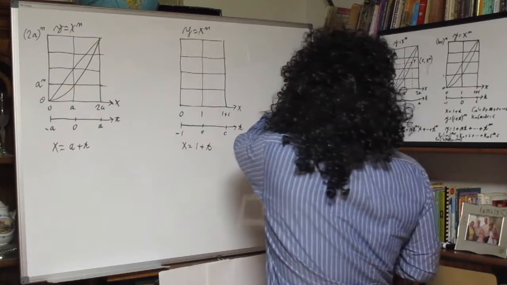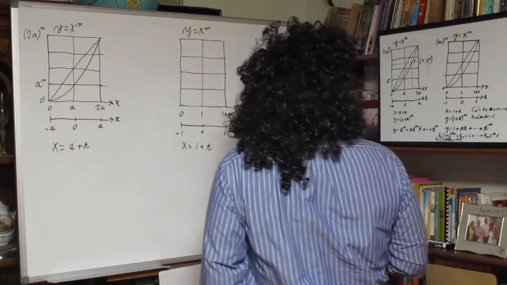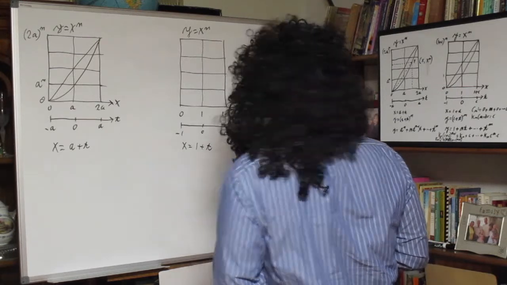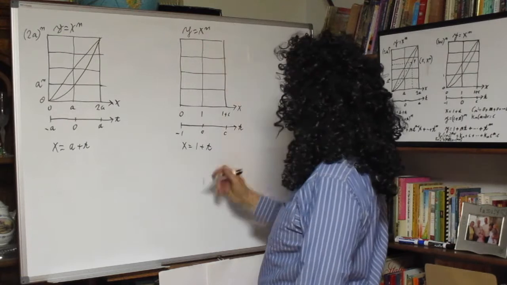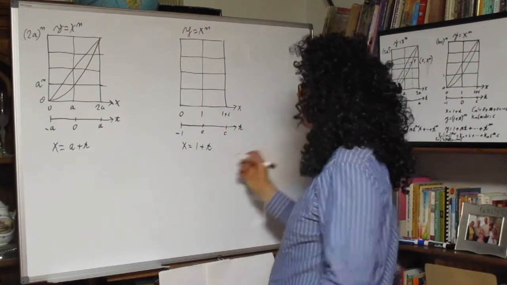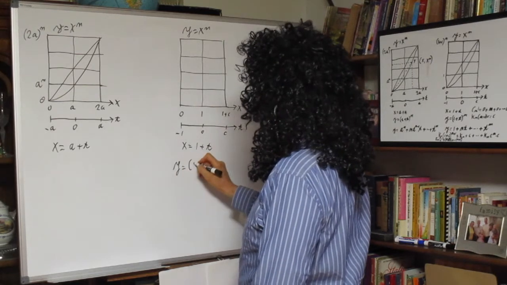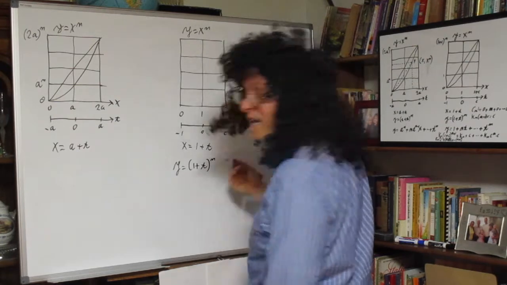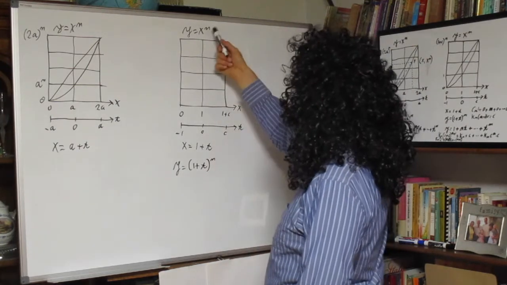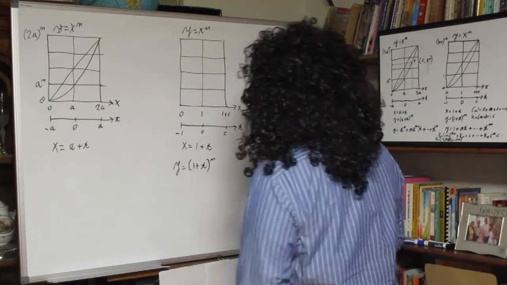All right, well, let's set this up. If y equals x to the n and x is 1 plus t, what does that mean? Well, it means that y equals 1 plus t to the n, right? Just plug that in.